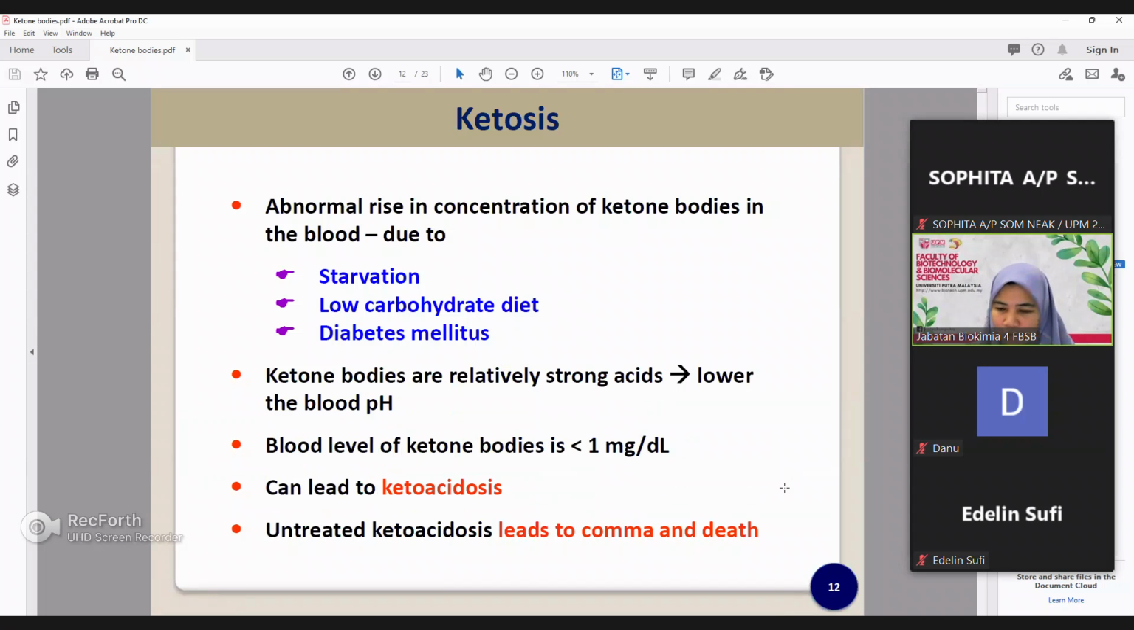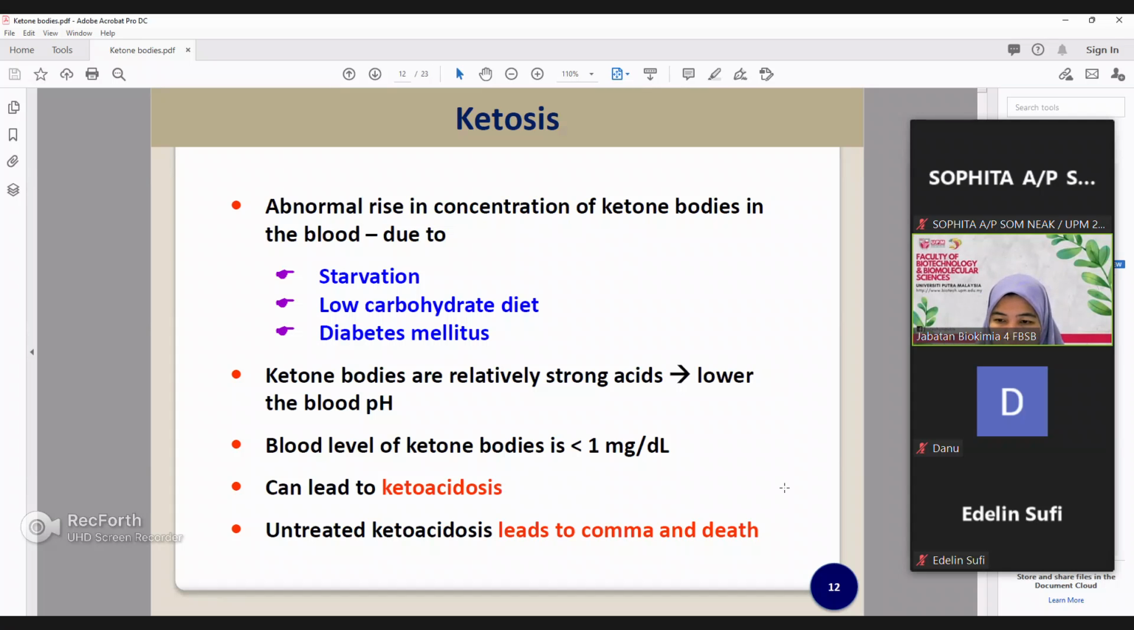A little bit on ketosis. Ketosis is when you have an abnormal rise in the concentration of ketone bodies in the blood. We have discussed what can cause the increase of ketone bodies. Like I mentioned just now, it is a metabolic state that occurs when your body utilizes fat instead of glucose, so that you produce ketone bodies.